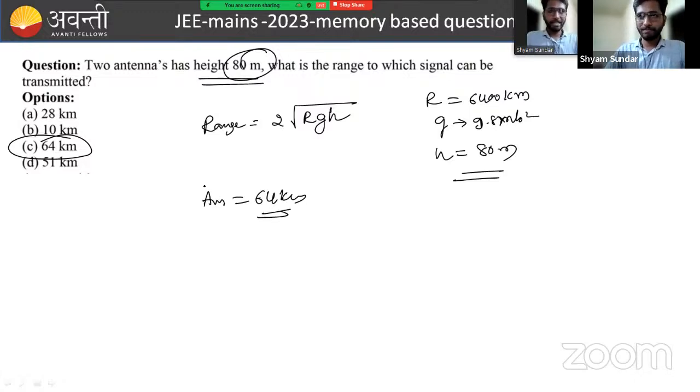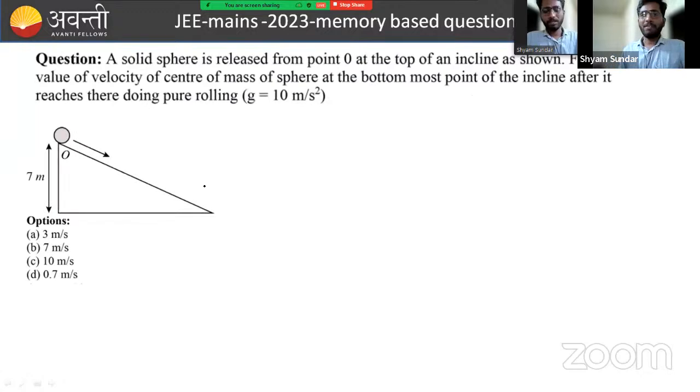Let's move to our question. Look here, I will tell the question; you have to solve it. A solid sphere is released from a point O. From this point, we are going to release this solid sphere on the top of an inclined plane as shown. Find the velocity of the center of mass of the sphere at the bottommost point. When it comes here, we have to calculate its velocity of center of mass. After it reaches the ground, it does pure rolling.